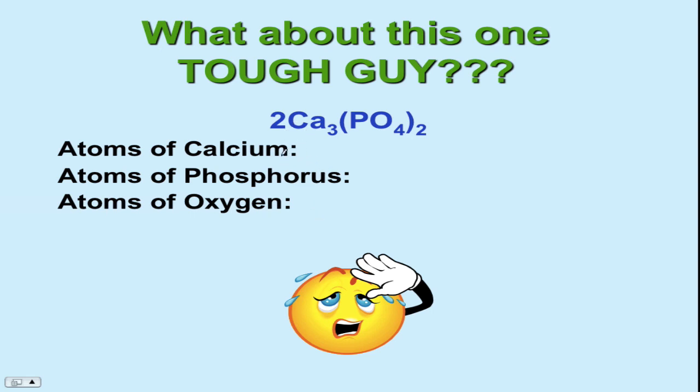All right, so the rules in this one: we have subscripts, and we have a coefficient, so we have to remember to multiply that times everything in this entire compound. And then we also have parentheses out here. The parentheses subscript is applied to everything on the inside. One thing we didn't talk about is what you do with these numbers right here. You just multiply them together. So for calcium, 2 times 3 is 6. So we should have 6 atoms of calcium.